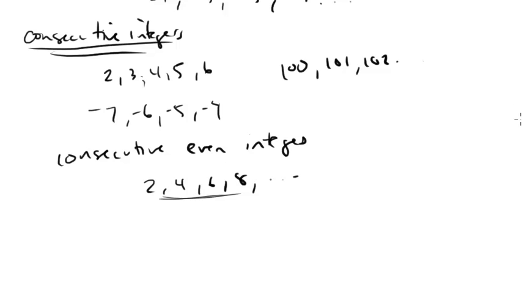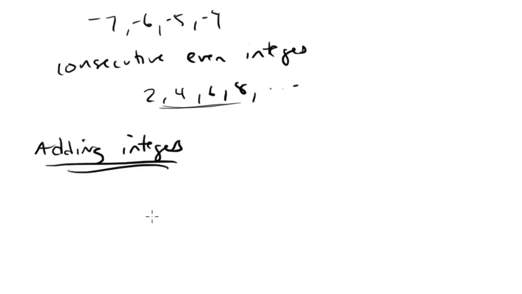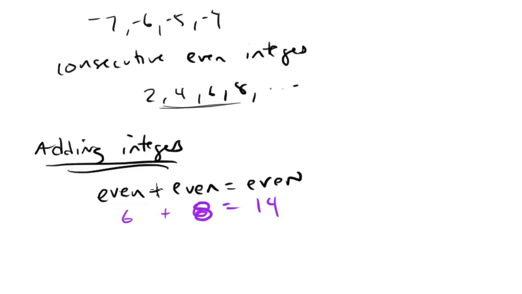Now, what about adding integers? This next section is something you don't necessarily have to memorize, because you can always recover it by coming up with examples. But I'll just give you the general gist now. If you have an even and an even, you add them, you get an even. If you ever forget this rule, just come up with 2 even integers and see what you get. So 6 plus 8, how about? That's 14, so that's even.